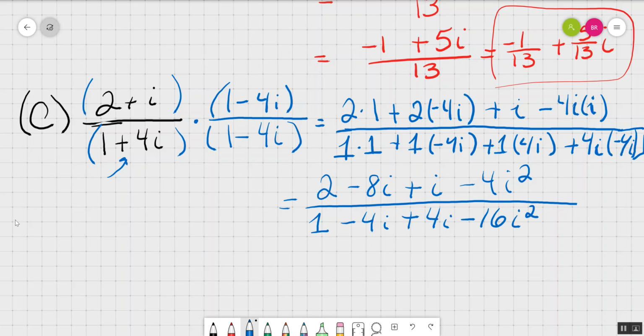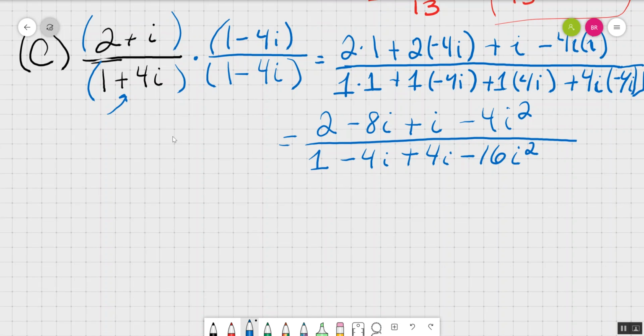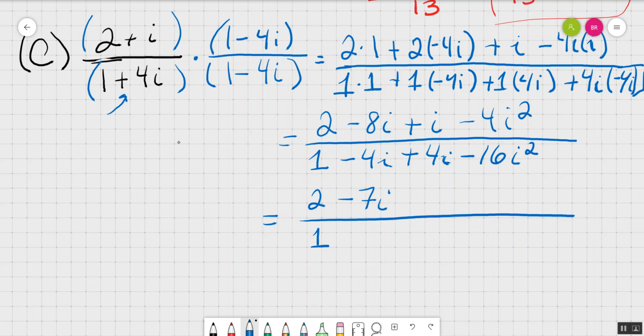Let's handle some combining, and then we'll take care of the i squareds in this next one. So my 2 and my 1 are just going to hang out for a minute. On the numerator I have negative 8i plus an i, so I'm going to end up with negative 7i. In the denominator I have negative 4i plus a 4i, so those two add to nothing, plus 0. Minus 16i squared, i squared is negative 1. Minus 4i squared, i squared is negative 1.